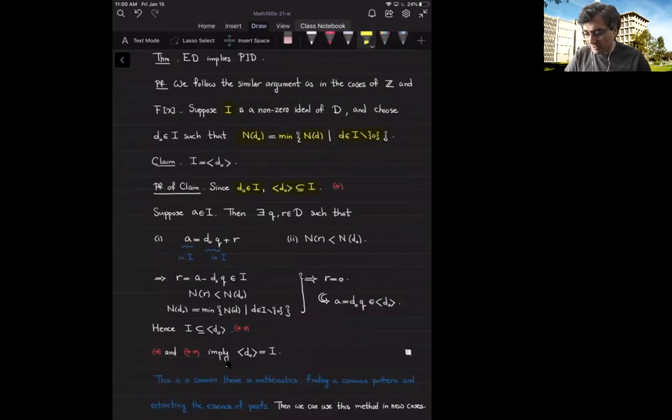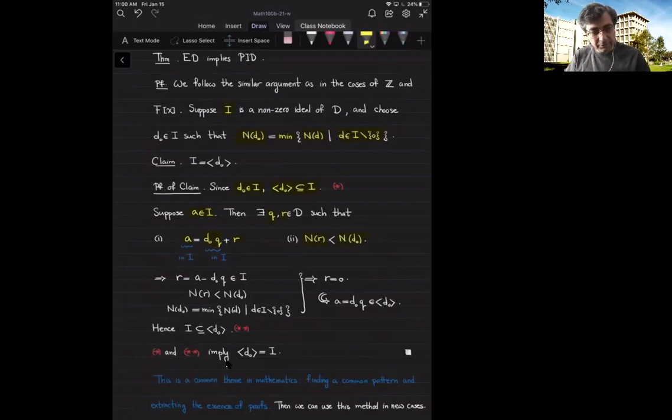Next, I want to show that every element of I is a multiple of d-naught. So I pick an arbitrary element, small a, of the ideal I. I'm going to divide a by d-naught, using the property of a Euclidean domain, and get a quotient q and a remainder r with the following properties: a is d-naught times the quotient plus the remainder, and the norm of r is strictly less than the norm of d-naught. So I have this division in the Euclidean domain.